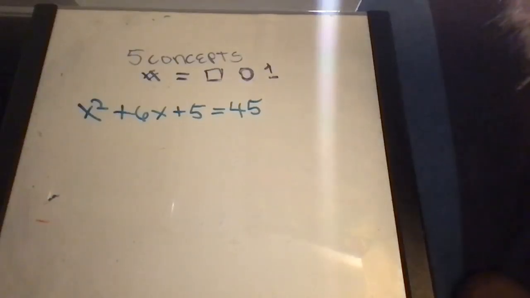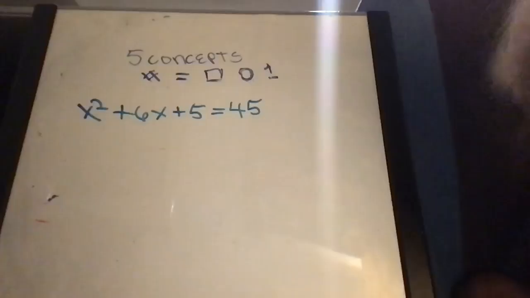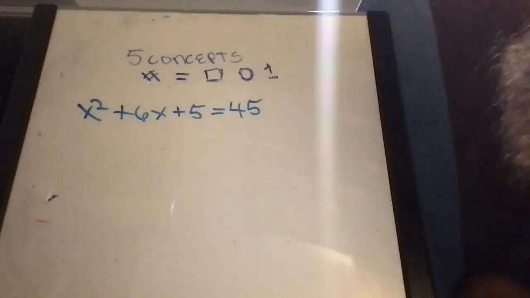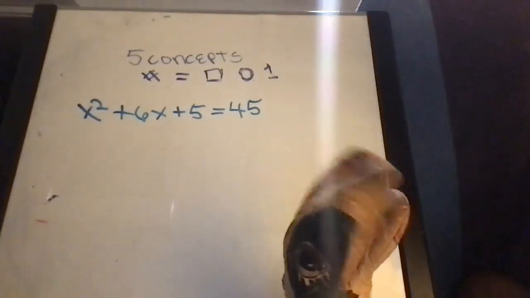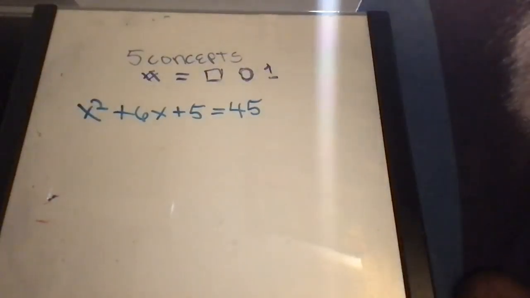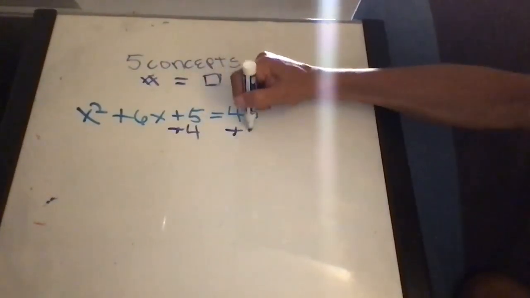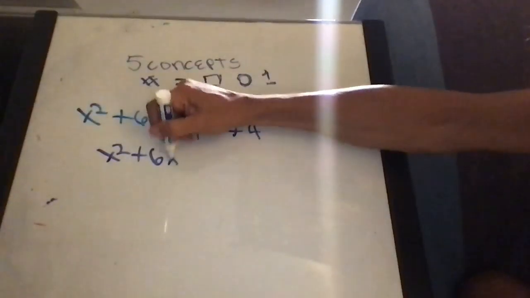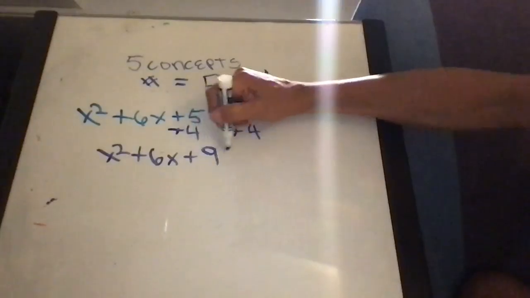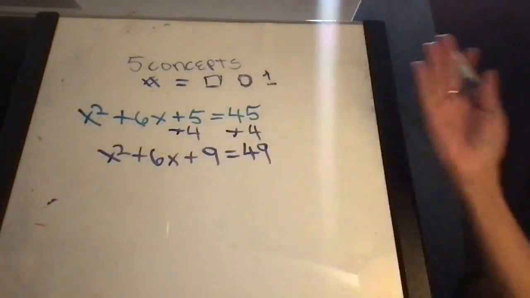You know, I could subtract 5 from both sides and then complete the square, but you know what I'm going to do? You could just add 4. How about you add 4? Why would I do a silly thing like that? Well, because if I add 4 and I add 4, I wind up with x squared plus 6x plus 9 is the same thing as 49. Oh, look, a square equal to a square. You should be able to solve from there.